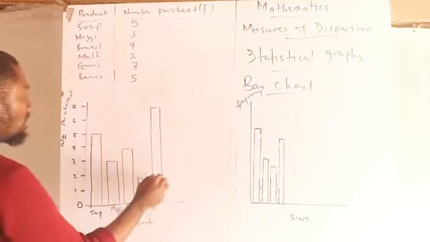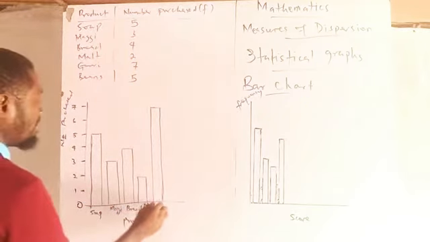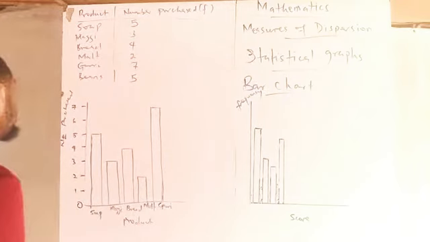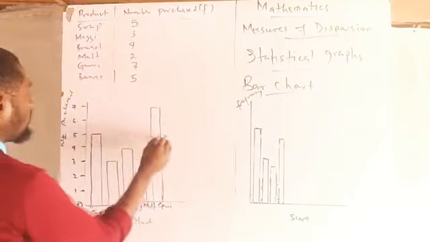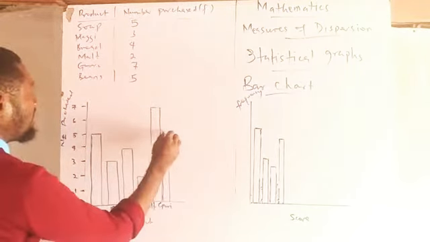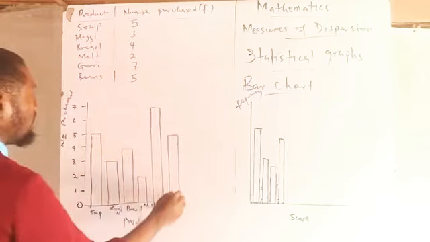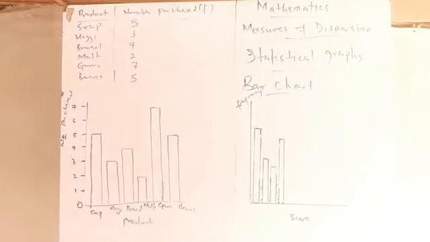Please use your rulers to do this. Garri is 7, that is it, Garri. And your beans is 5. That is your bar chart. So you can see the information presented there carefully. That's a bar chart.